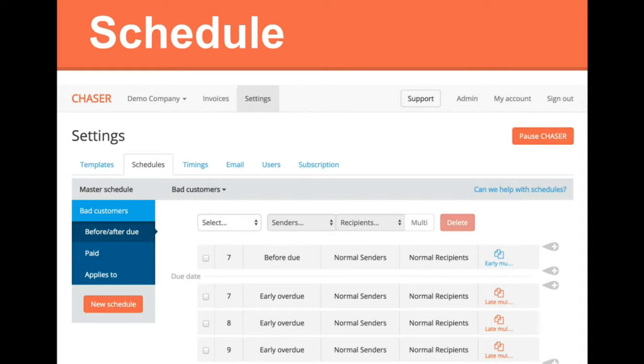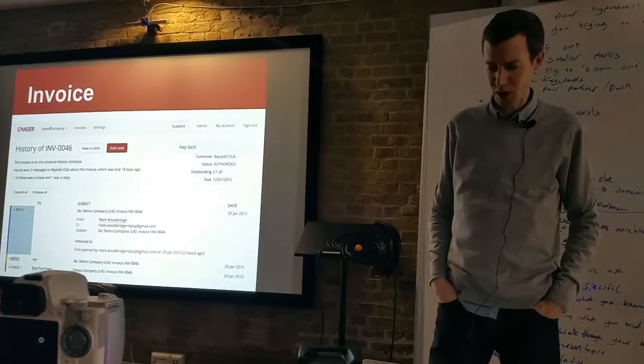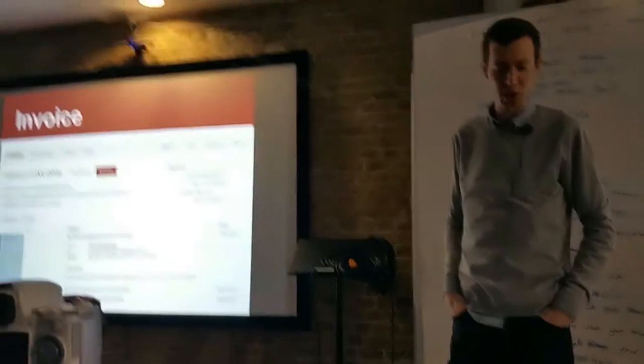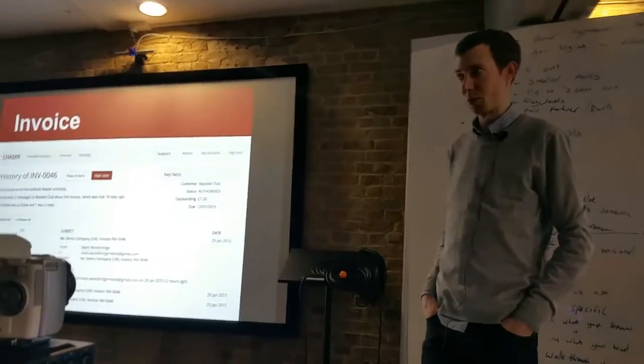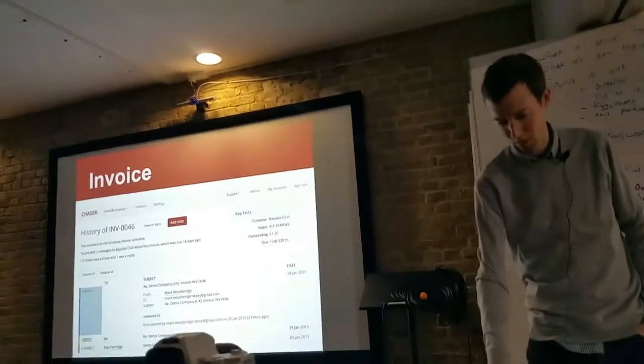So the essence of the product in two pictures is: you set up a schedule for when you want to contact your customers about overdue invoices, and then we send out the messages via email and keep track of the incoming and outbound messages. It's kind of a CRM system, but also a system of record regarding when things were paid and what customers said in response to your increasingly impatient messages.